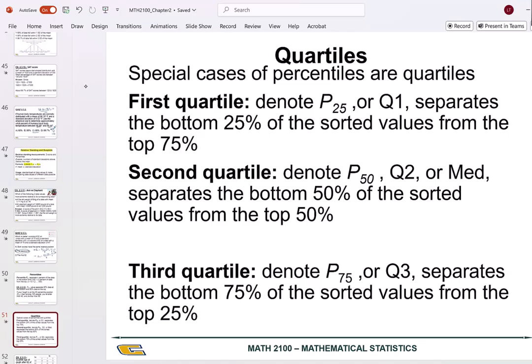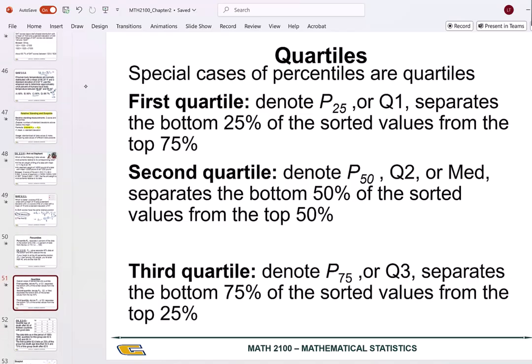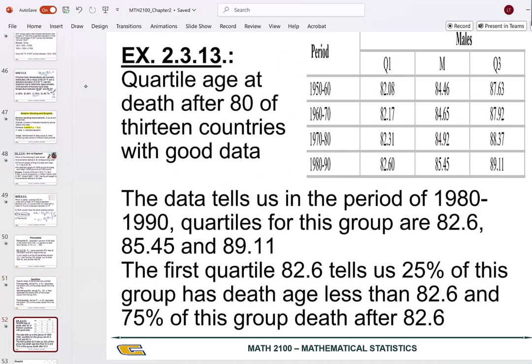The second quartile, Q2, P50, is the median. It separates the bottom 50% and the top 50%. The third quartile, Q3, P75, separates the bottom 75% and the top 25%. So it's just a special case of the percentile at the 25, 50, and 75 positions.